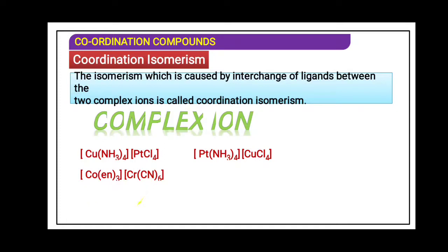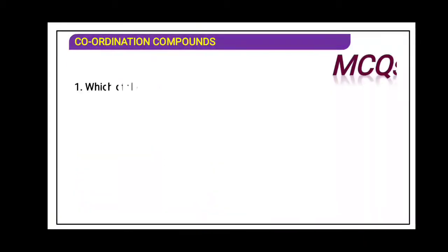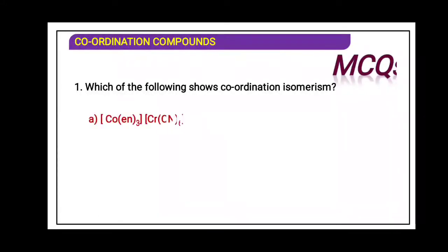and this cyanide. So cyanide will get attached to the cobalt, and ethylenediamine will get attached to the chromium. See. Answer the question, students. Which of the following shows coordination isomerism? Coordination isomerism means what? Complete ligands are exchanged.